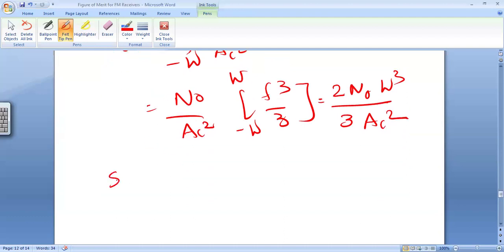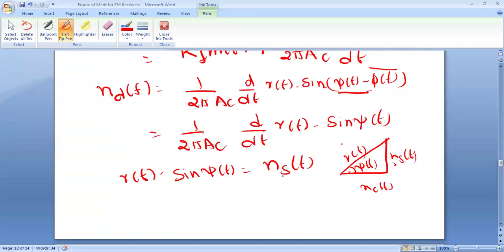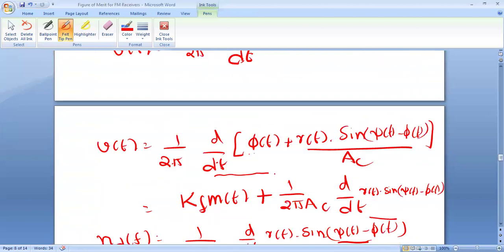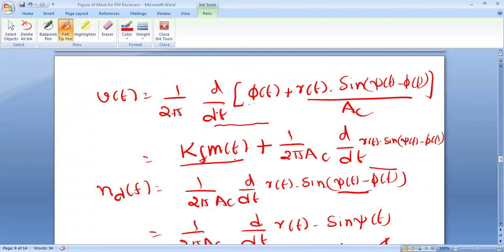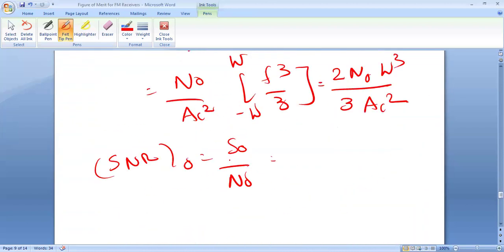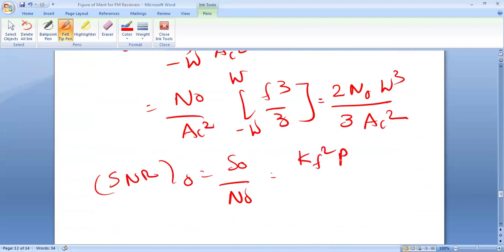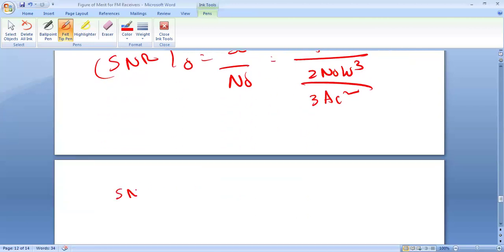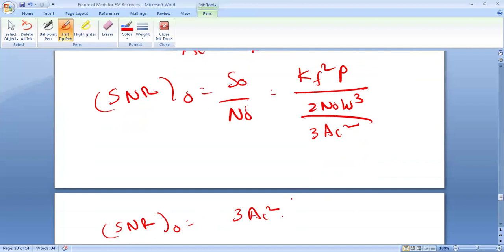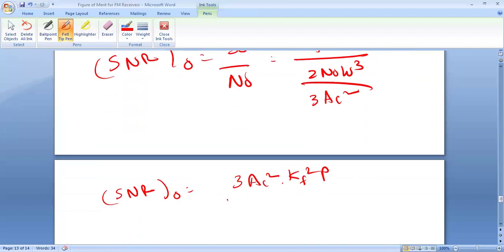Now what do you want? We require the signal to noise ratio at the receiver output, that is S_O by N_O. What is S_O, the output signal power? Let us go back. The output signal power consists of K_F into m(t) as the message component, so the corresponding power is K_F squared P. So the output signal to noise ratio will be K_F squared P divided by 2 N naught W cubed by 3 A_C squared. Simplifying further, the signal to noise ratio at the output will be equal to 3 A_C squared into K_F squared into P by 2 N naught W cubed.